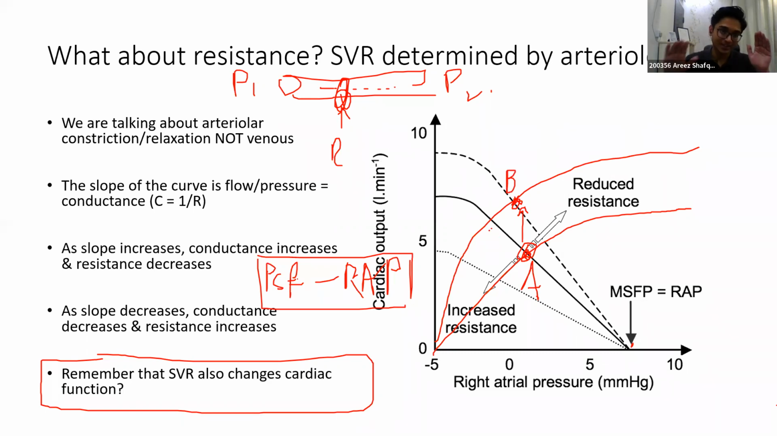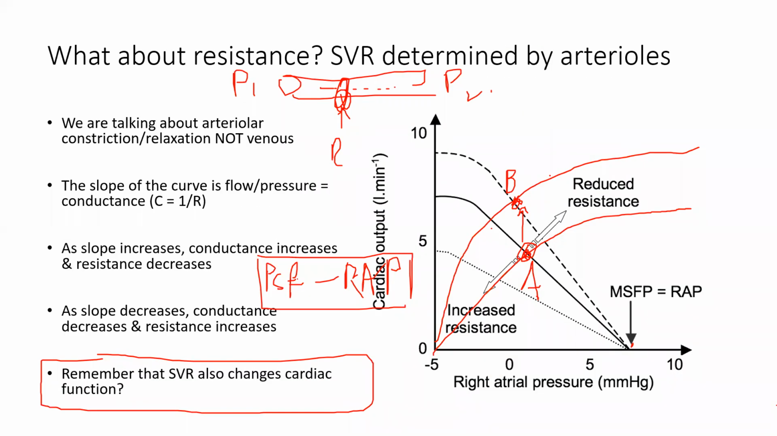So you're right. Systemic vascular resistance, arterioconstriction or arteriodilation, changes both cardiac function and venous function. But how I explained this to you, because that's how I find it simple, is that I explained the effects on cardiac function separately and the effects on venous function separately, and now we're trying to combine them together. So does this diagram make sense? Does this shift make sense?